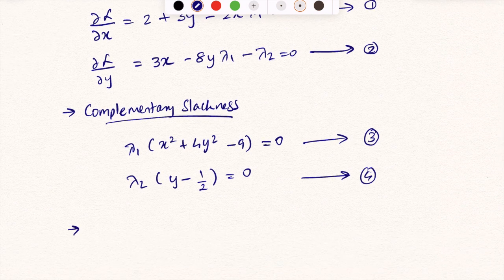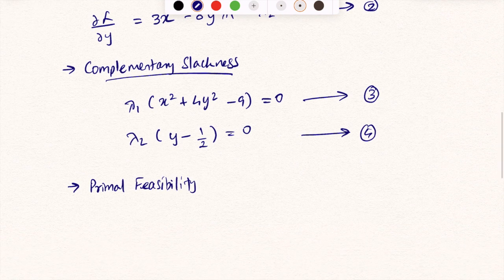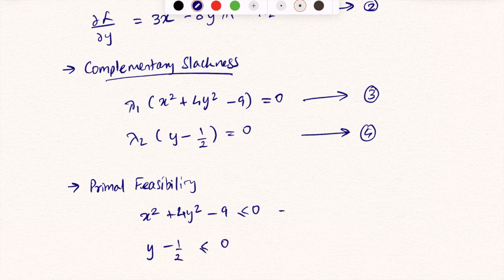The third KKT condition we look at is called primal feasibility. Primal feasibility simply takes your constraints and sets them to less than or equal to 0. So that would be, for us, x squared plus 4y squared minus 9 less than or equal to 0. And similarly, y minus 1/2 is less than or equal to 0.